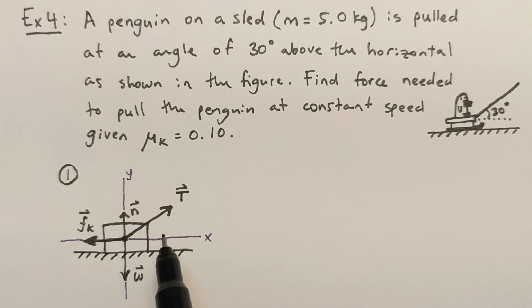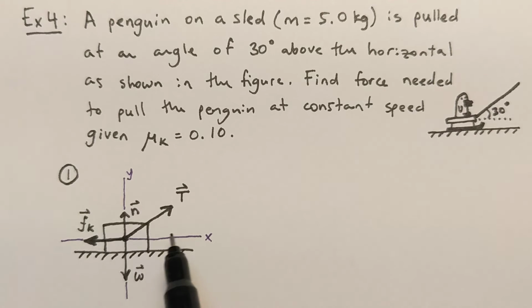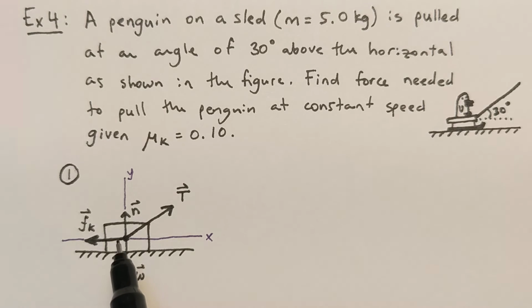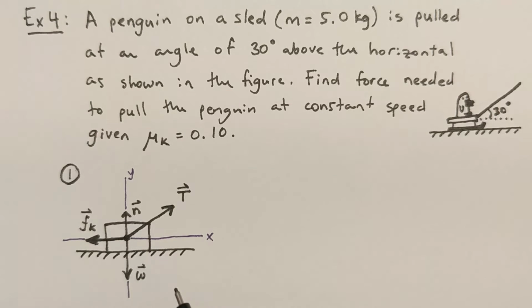I'm going to have to find x and y components of the forces that are not pointing directly in the x or y direction. So it makes sense to only have one of these forces not completely along x or not completely along y. So in that case, it would just be the tension.